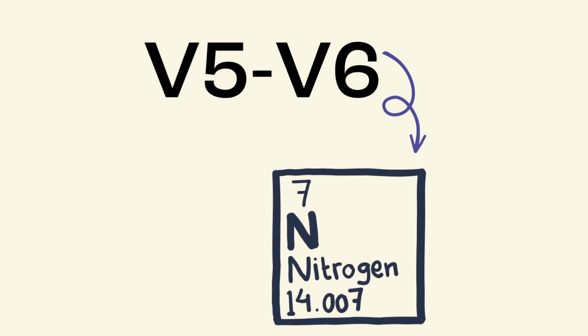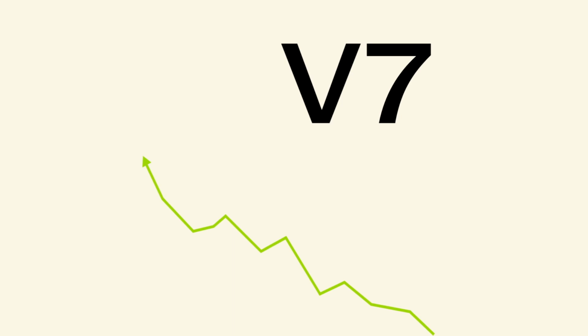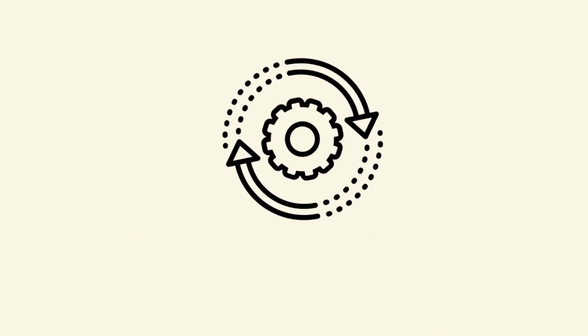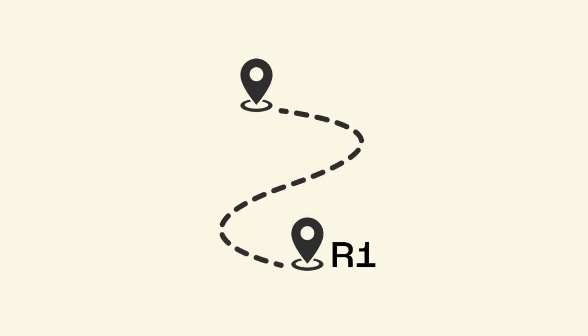V5 to V6 is when the fifth and sixth leaf become visible, and it is essential for nitrogen uptake. V7 is when rapid growth begins. VT is then tasseling. After this, the corn transitions into reproductive stages, which starts with R1.